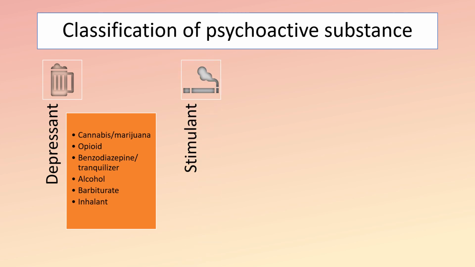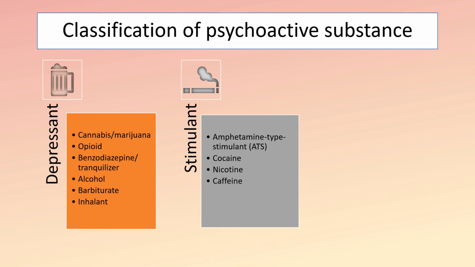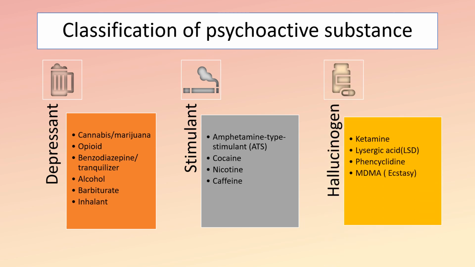Second, stimulants, which increase the activity of the central nervous system. These drugs are used by a very high percentage of the general population for various reasons, including performance enhancement, medical benefits, and recreational purposes. And finally, hallucinogens, which are a diverse group of drugs that cause an alteration in perception, thought, or mood. All three compounds have different chemical structures, mechanisms of action, and different adverse effects.